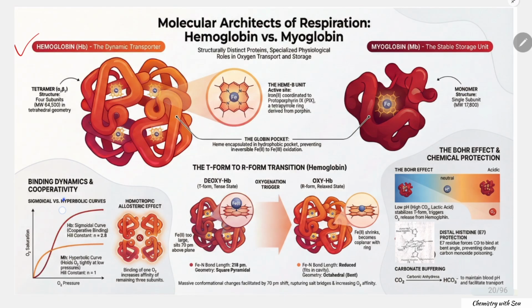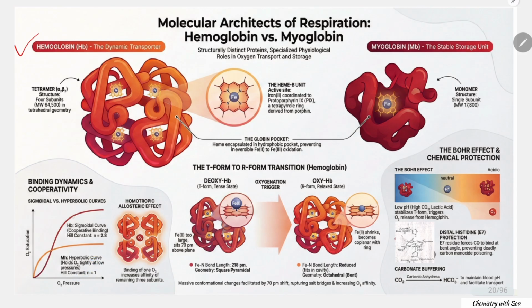Basically, at low oxygen pressure, the hemoglobin has a lesser binding tendency with oxygen, whereas myoglobin has a higher binding tendency with oxygen. But at the high oxygen pressure in the lungs, the hemoglobin will bind strongly with oxygen in comparison to the myoglobin.